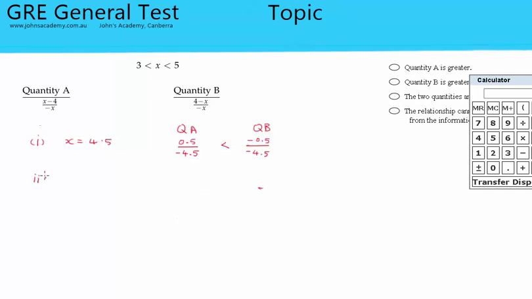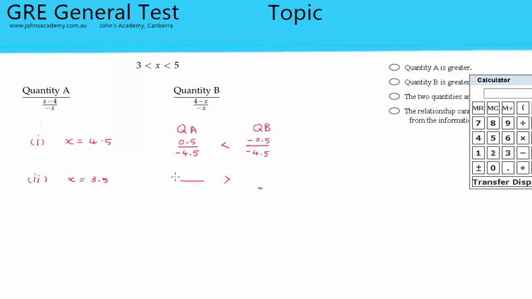And needless to say, if x is equal to 3.5, that's less than 4. In that case, quantity A will be a negative number divided by a negative number. Quantity B will be 4 minus 3.5, which is positive, so positive divided by a negative number. So in that case, quantity A will be greater.